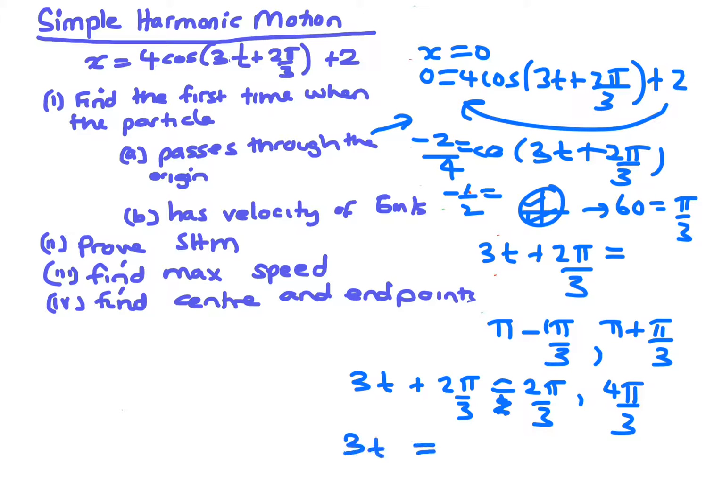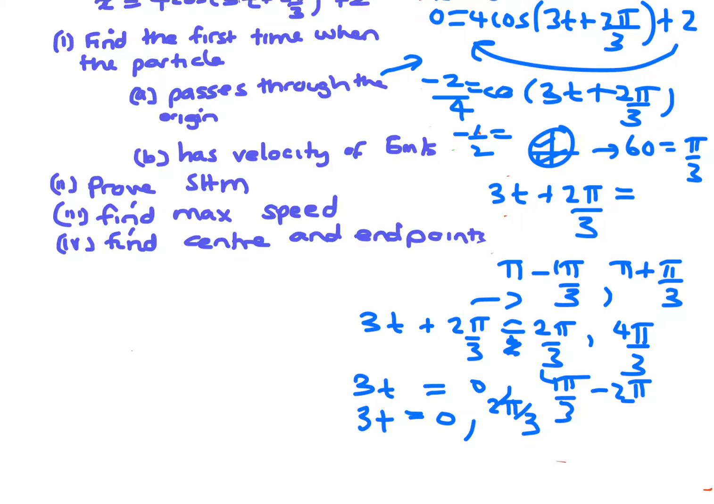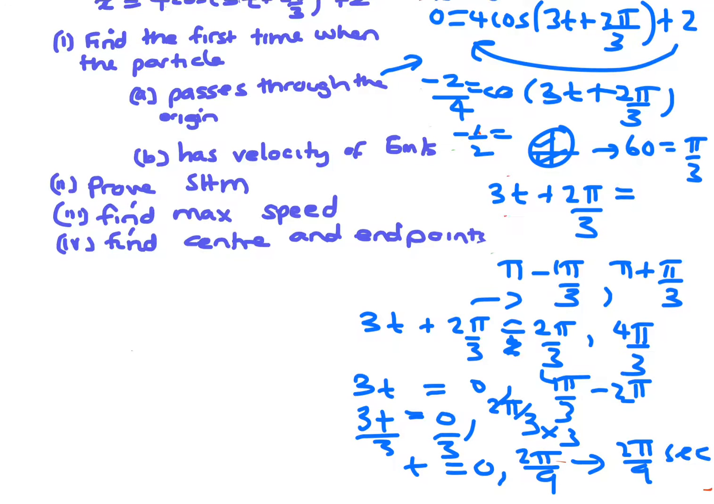When you take away the 2π/3, you'll get 0, and 4π/3 minus 2π/3 is just 2π/3. So 3t equals 0 and 2π/3. And then all that's left to do now is to divide by 3. So it'll be initially 0, and it'll be 2π/9. So initially it is at the origin, but the first time after that would be 2π/9 seconds that it is at the origin again.